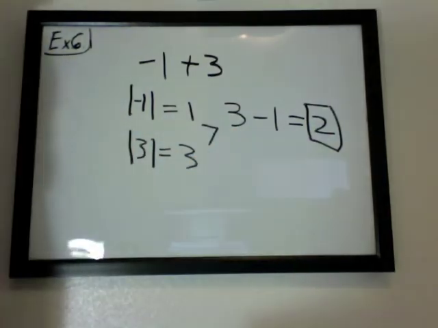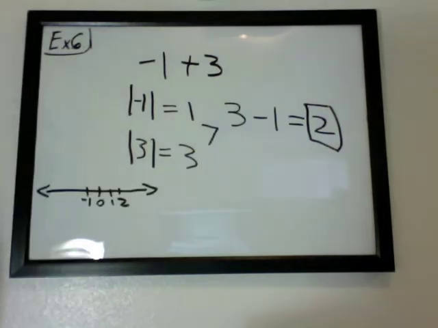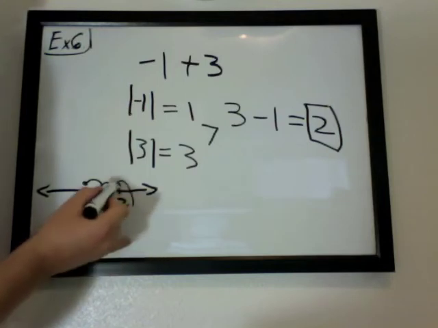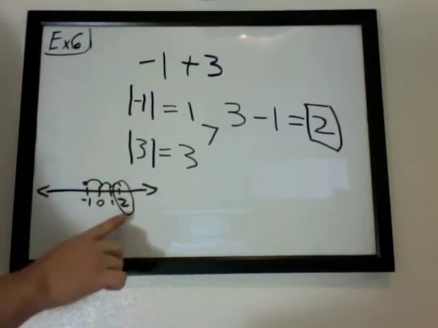Now if you did the number line, let's look at that and see if we can get the same answer. Let's start off with the negative 1 because it's the greatest negative. Move 3 places more positive. So you have 1, 2, 3. And your answer is 2. So it seems to work out just fine.